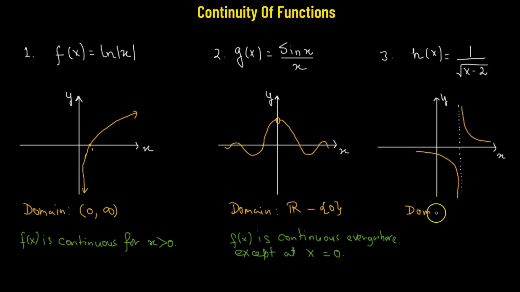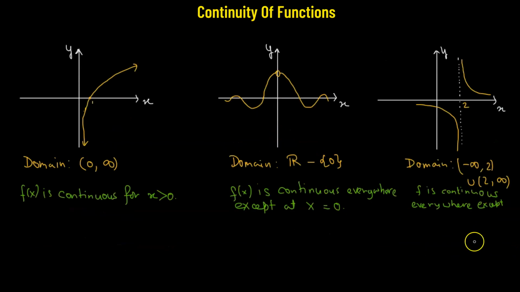So the domain is negative infinity to 2, so 2 is not included, union 2 to infinity. The function h of x is continuous everywhere except at x equals 2 where it is discontinuous.